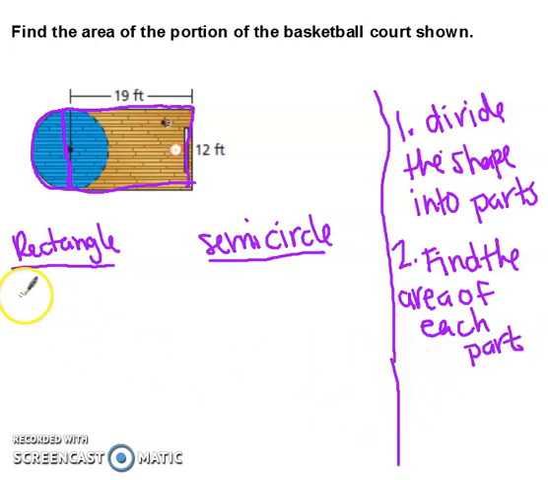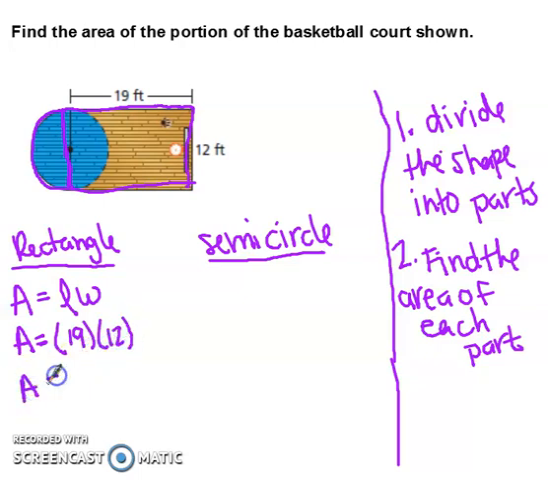Alright, for the rectangle, the formula for finding the area of a rectangle is length times width. Area is the length, I'm going to use parentheses to substitute, times width. Feel free to use a calculator there. 228 square feet.